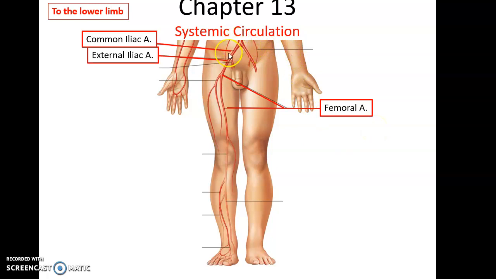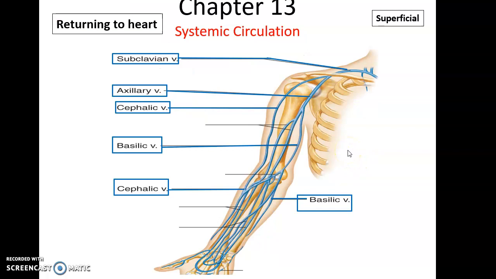The common iliac artery will then become the external iliac artery. And then when it enters the leg officially, it becomes the femoral artery. So common iliac artery to external iliac artery to femoral artery. So once it's in the leg, it is now the femoral artery. And then that branches into lots of other arteries all throughout the legs. All right, that's carrying blood away from the heart.